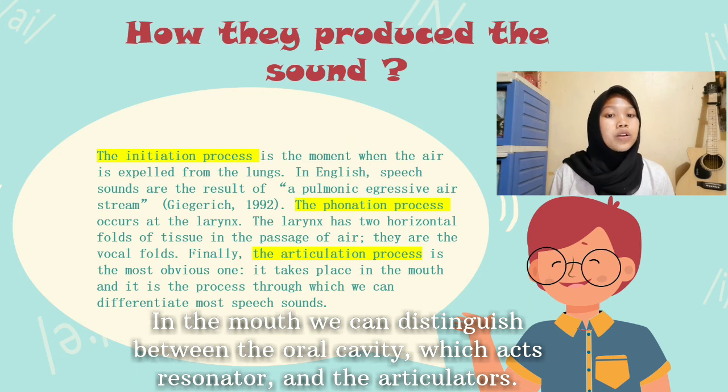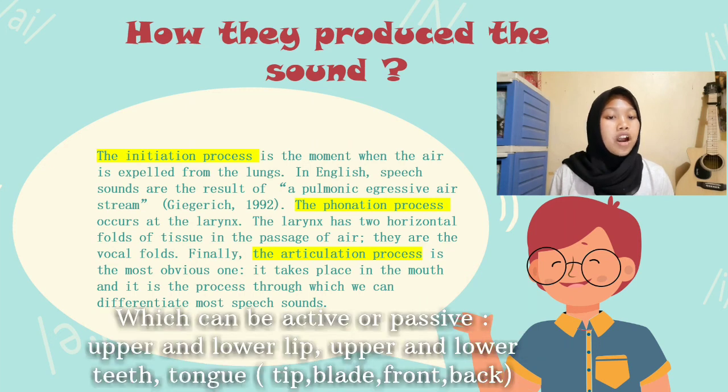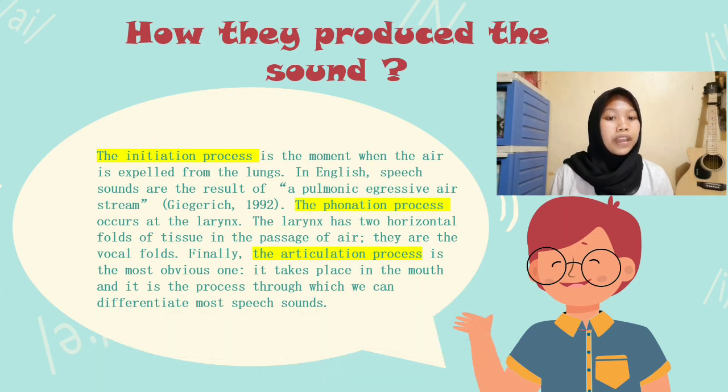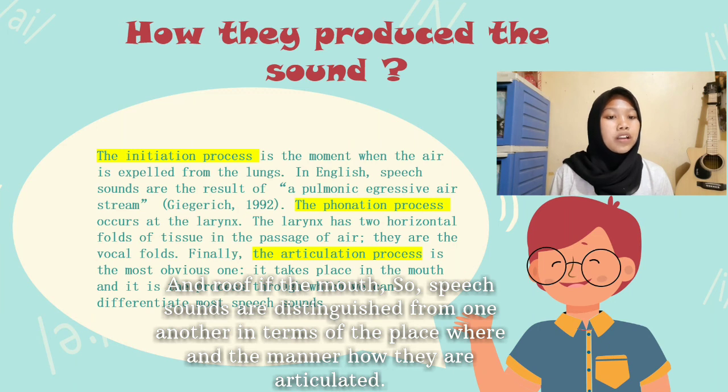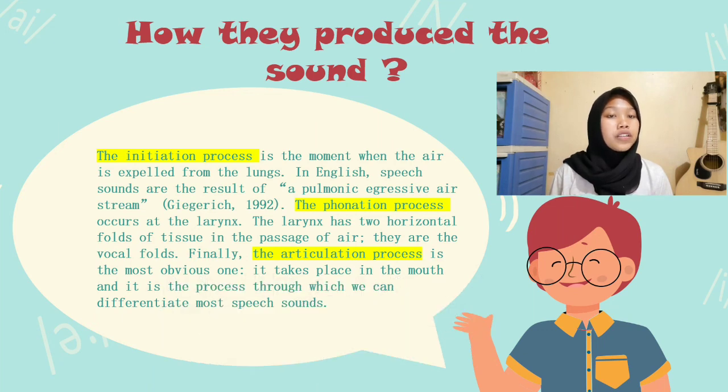In the mouth, we can distinguish between the oral cavity, which acts as a resonator, and the articulators, which can be active or passive: upper and lower lips, upper and lower teeth, tongue (tip, blade, front, back), and roof of the mouth: alveolar ridge, palate, and velum. So, speech sounds are distinguished from one another in terms of the place where and the manner how they are articulated.